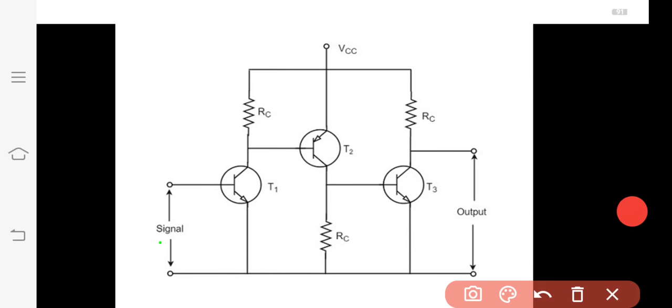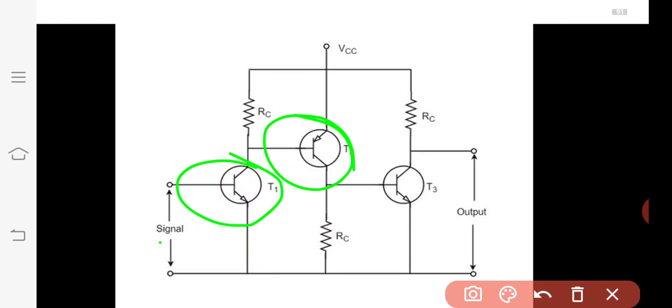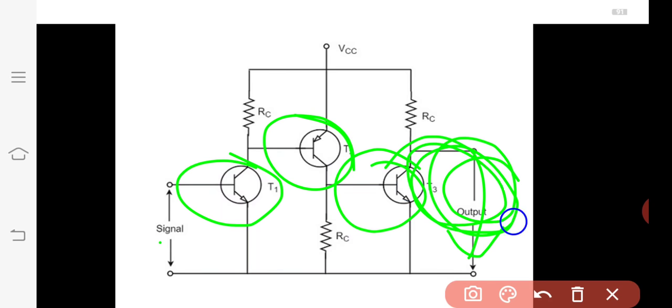So the input is amplified at T1, and this amplified signal is the input to T2 and is amplified again. This amplified signal is at the input of T3 and is amplified again, and the larger output is collected at T3. So the small signal increases greatly at the output of the last stage.